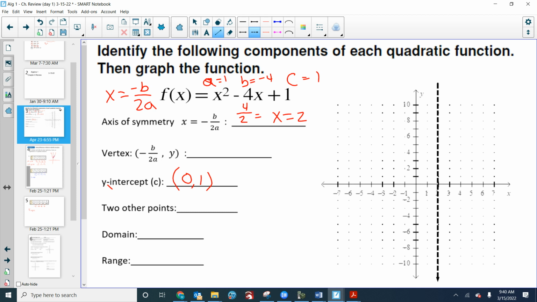Now, what's going to be on that? The vertex. How do I get the vertex, guys? Do you remember how we get the vertex? Plug in 2 here and here. Go ahead and do that. We already got the x value. We need to get the y value. Plug it in there in your calculators.